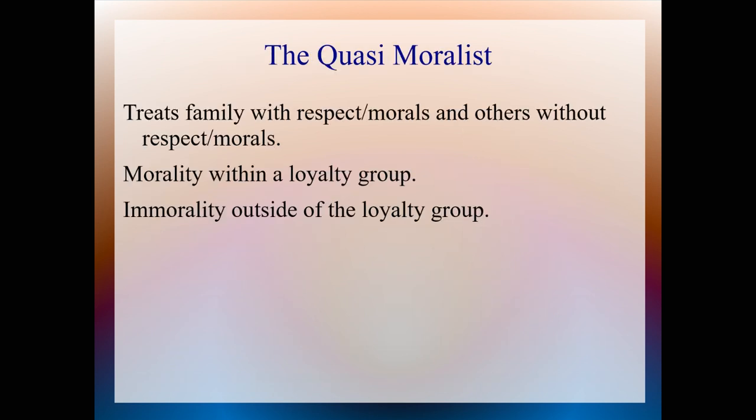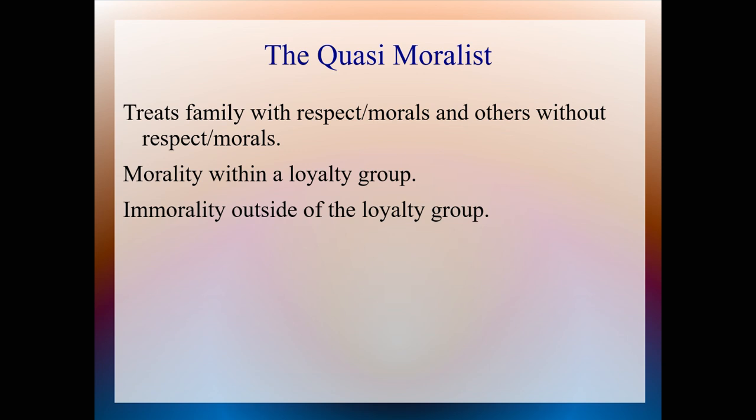We're going to talk briefly about quasi-moralism. A quasi-moralist position is someone who has basically two or more sets of moral standards. Maybe you treat family with respect and morals, and others outside of the family without that. So within a loyalty group of some sort, you treat them with morality, and outside of that group, you're not ethical or moral with people. You might see this in organized crime, where you might rob and cheat people on the street, but within the crime group itself, they expect loyalty and honesty.